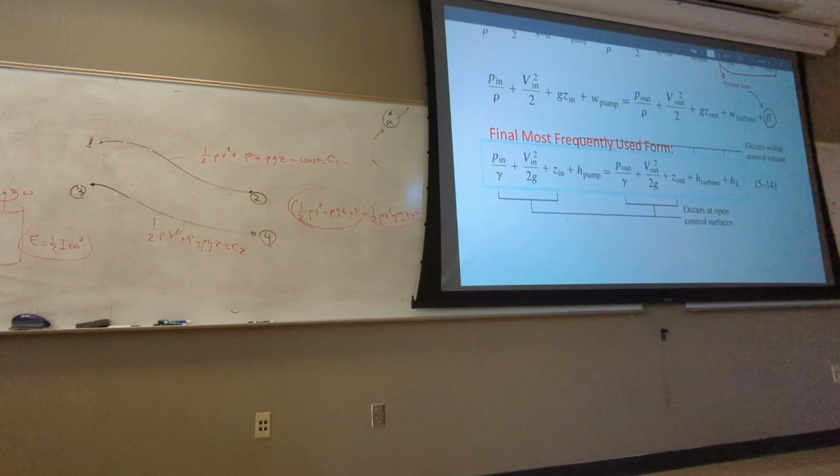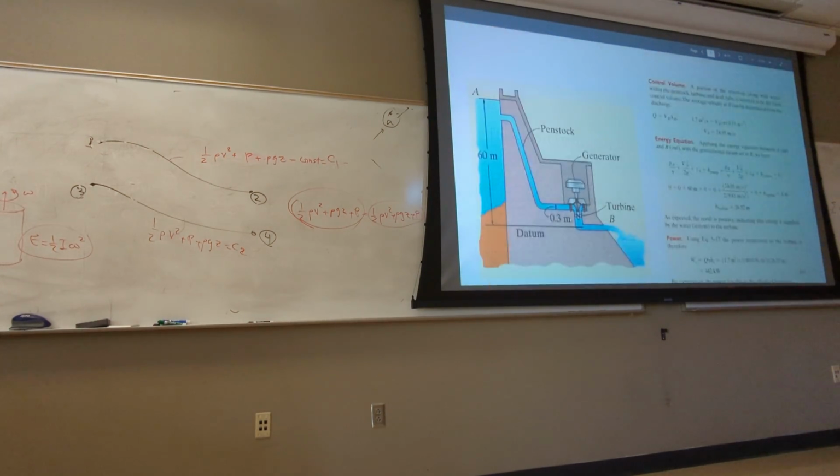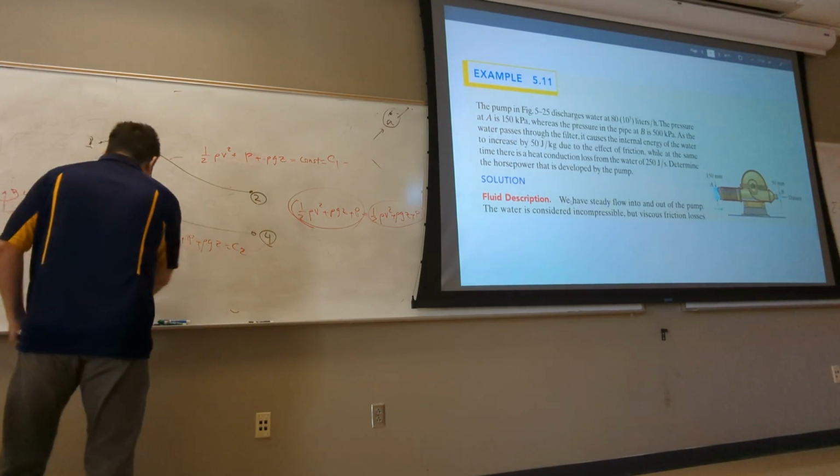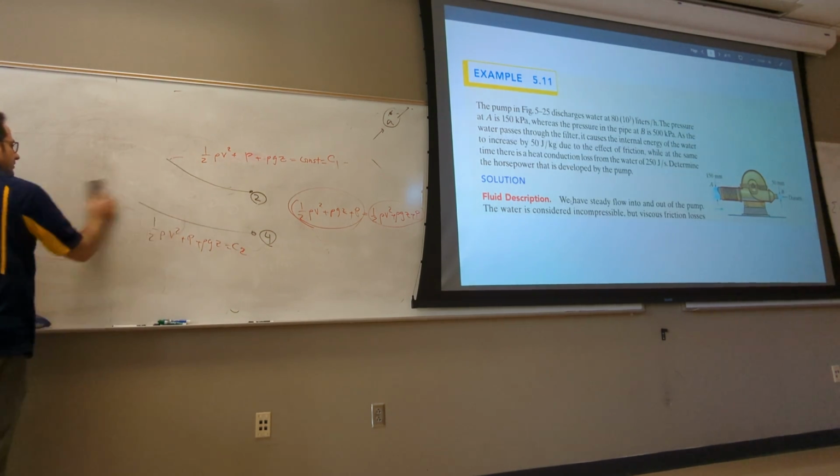Right? So now we did one example, and this is the next example. Today we're going to do more examples, and then we're going to go to chapter 7, differential form. Differential form is also very important.